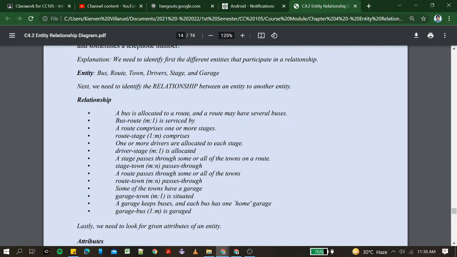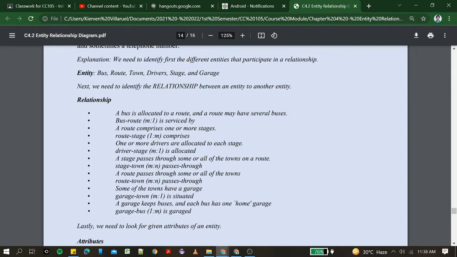Okay? So, stage, town, pass through. So, that is one to many. Bakit MN yun? A stage passes through some or all of the towns on a route. Okay, balikan natin siya mamaya. Naguluhan ako nun. The next one, we have a route passes through some or all of the towns. Siyempre, yung isang ruta, maaaring dumaan siya sa ilan or sa lahat ng mga towns na dinaanan niya dun sa way dun sa isang location, di ba?